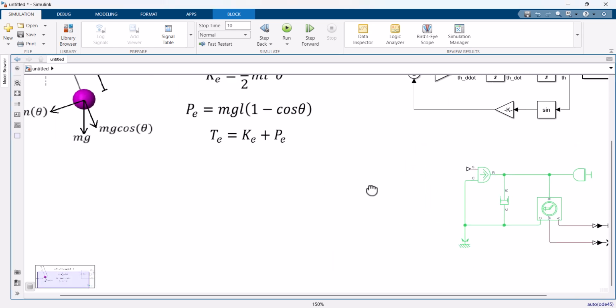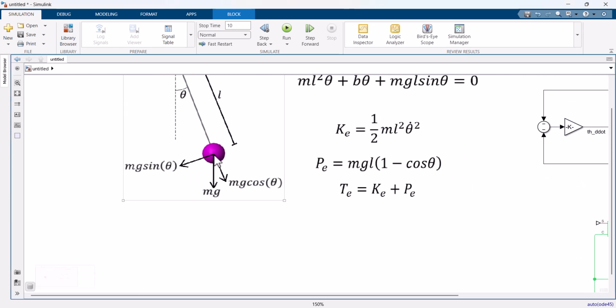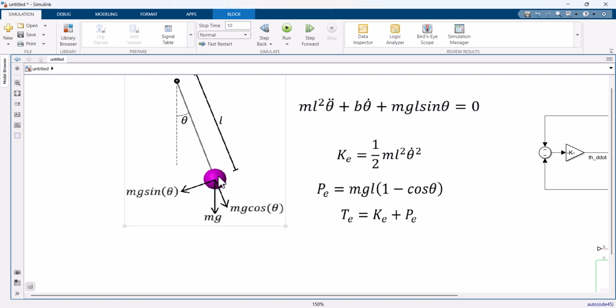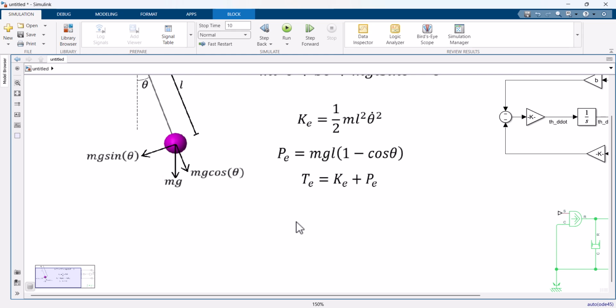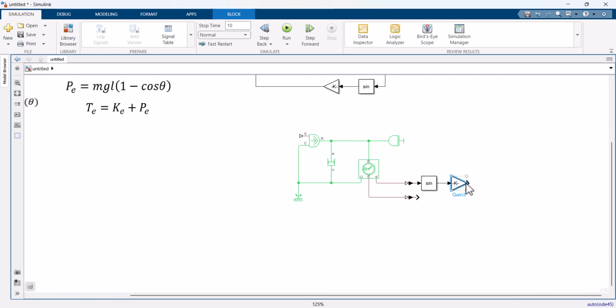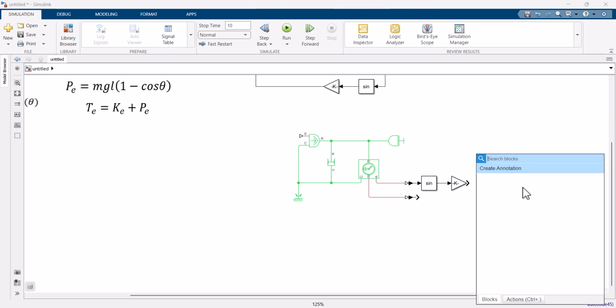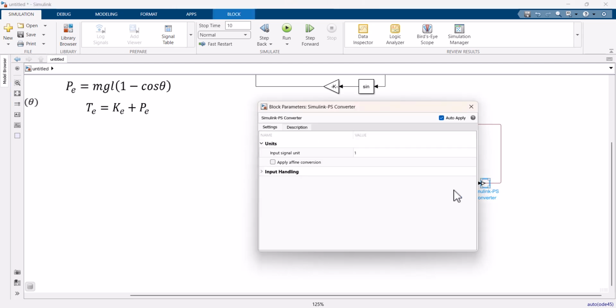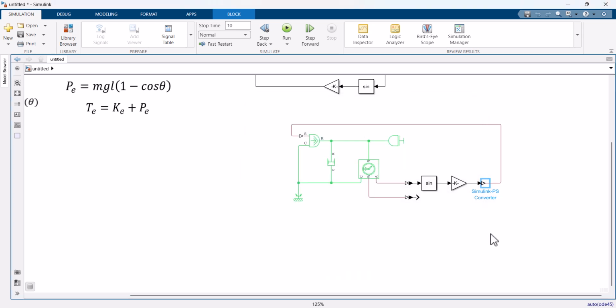So just to recap it, the force acting on this point, which is responsible for moving the pendulum in this direction, is mg sine of theta, multiplied with this moment arm L will give us the torque which is acting on this pendulum bob. So that's why we have modeled it as mgL sine of theta, but with a negative sign so that it takes it back towards equilibrium position. So this is the torque which we need to apply over here. I need a converter once again from Simulink to PS, and now I can attach it over here. And in the settings, I can say that this is torque, so I've set the unit to Newton meter.